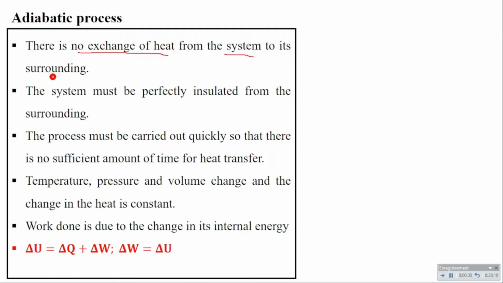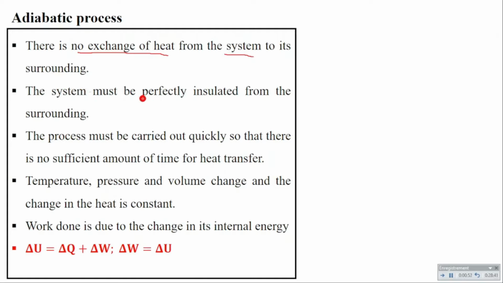So if you want to maintain constant temperature or constant pressure, we have seen that we have external reservoirs to exchange heat so that the temperature is constant or the pressure is constant. Here, then, in an adiabatic process, there is no exchange of heat with the surroundings. That means delta Q is equal to 0.